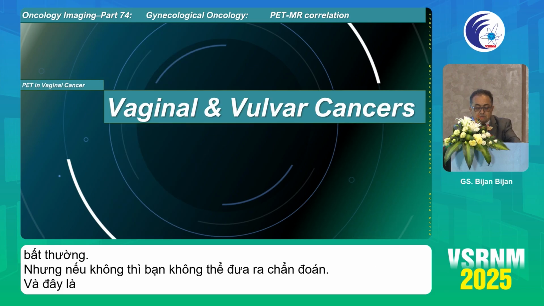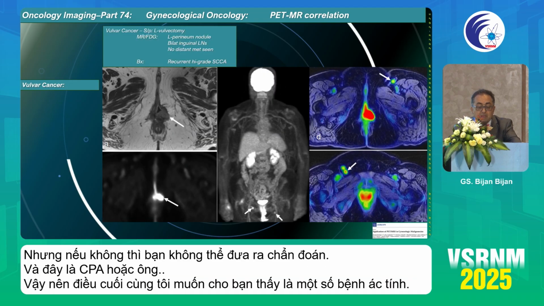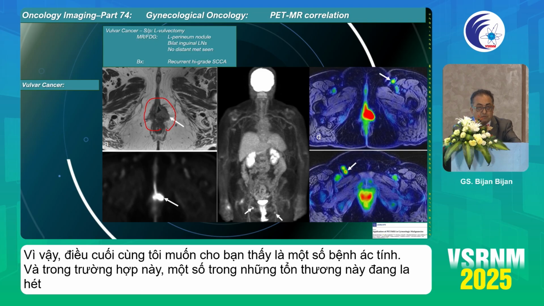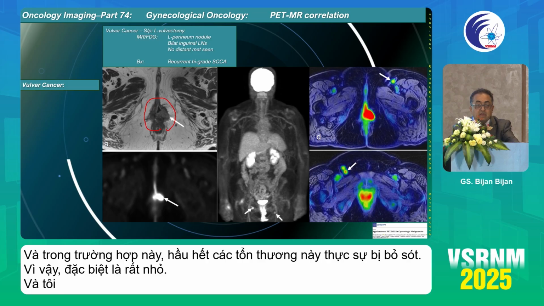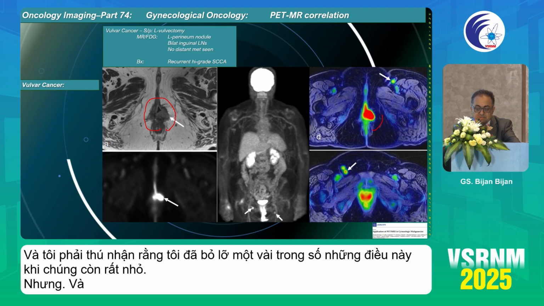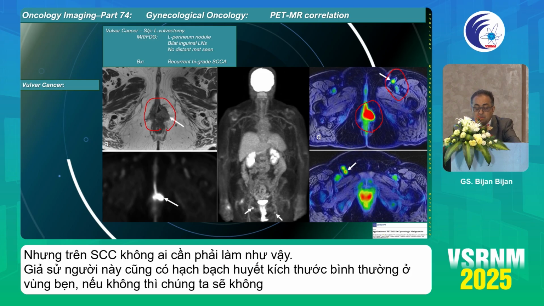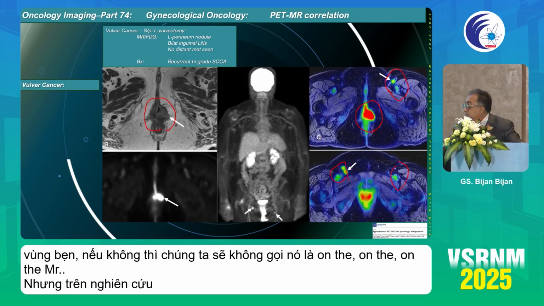So the last one I want to show you is some malignancies of the vagina and vulva. In this case, most of these lesions, if you're screening, are actually missed, especially if they're small. And I confess I missed a few of these when they are very, very small, but on the FDG, nobody would miss this one. This patient also has normal-sized lymph nodes in the inguinal region, which otherwise we would not call on the MR, but on the FDG study, you can clearly see these abnormalities here.